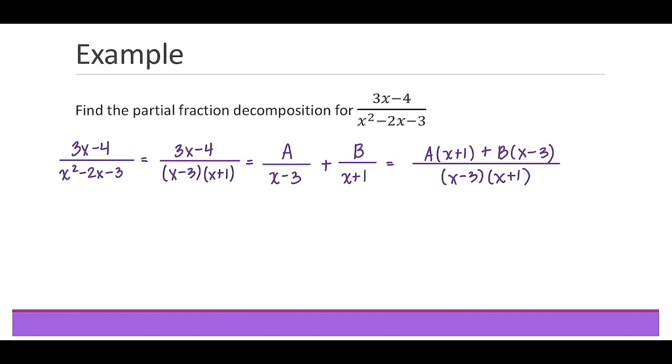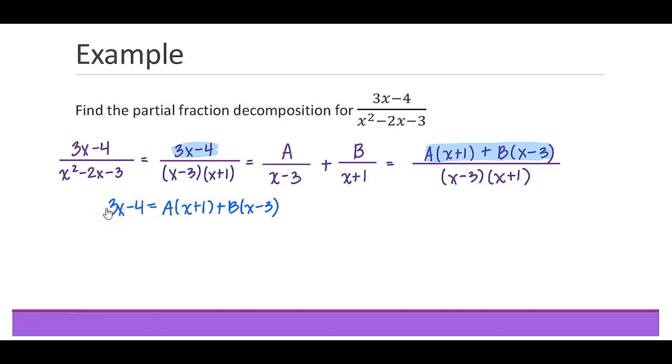We want to know what values make 3x minus 4 equal to this a times quantity x plus 1 plus b times quantity x minus 3 scenario. I'm going to set the 3x minus 4 equal to a times the quantity x plus 1 plus b times the quantity x minus 3. The only way these two can be equal to one another is if we compare all the terms in front of x, and those are all equal to one another.